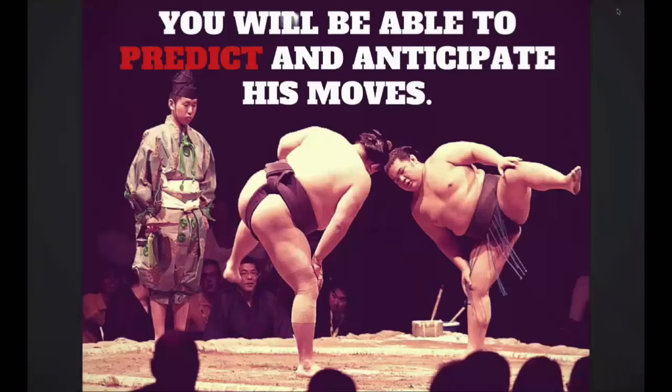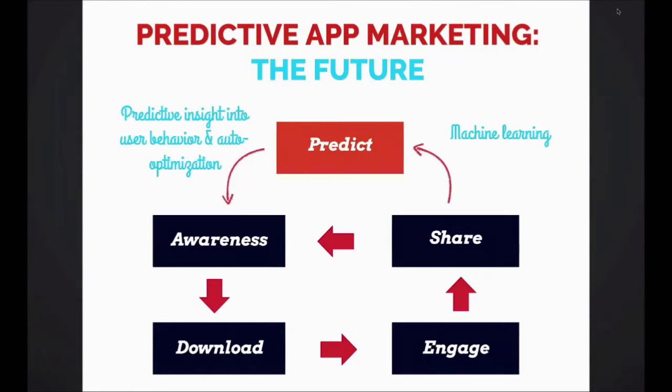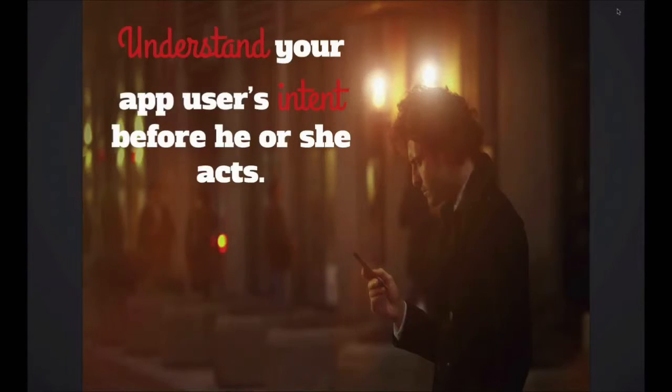And tomorrow is actually today, because we're starting to move into a place where there's so much information in the app, you can actually predict and anticipate your users' next moves. We call it predictive app marketing, and it's a key component of all of the stages of a successful app strategy. So what is predictive app marketing?